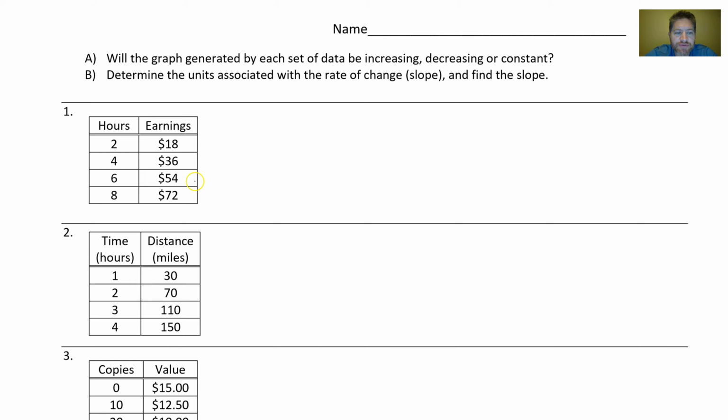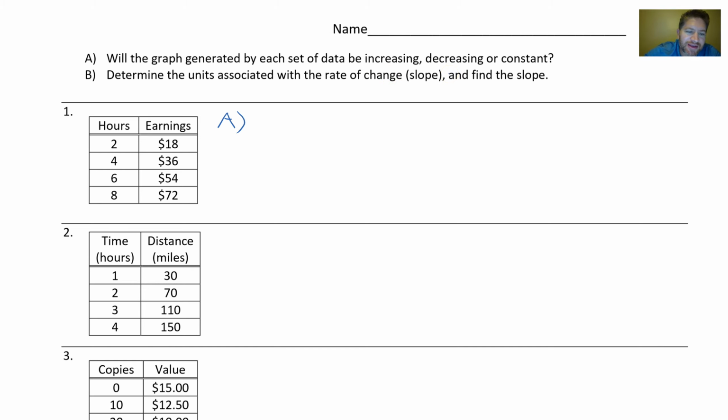Right, these are applications of slope. If you look at each of these tables, they have a constant rate of change going on. So on each of these, what I want you to do is give me two things, and then I'll show you how to interpret them. The first one is, will the graph generated by each set of data be increasing, decreasing, or constant?